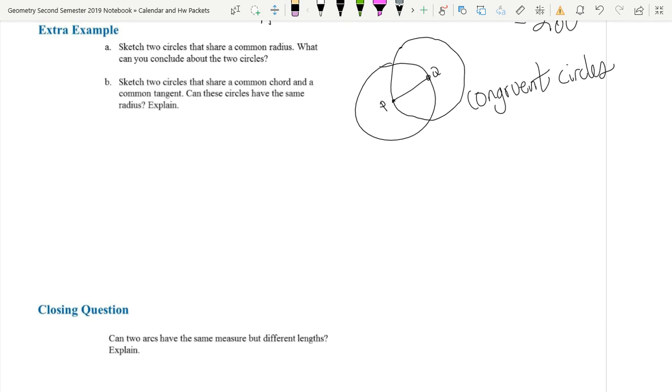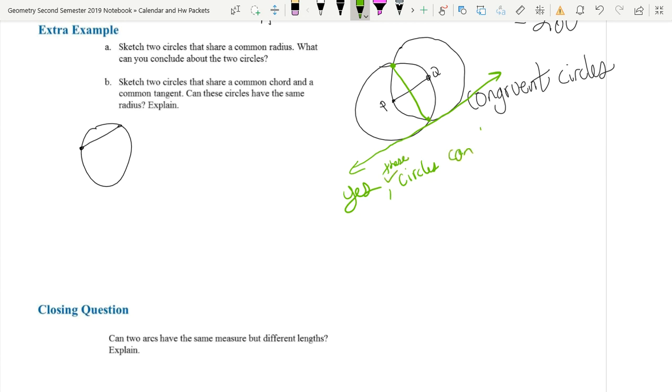It's pretty similar to what we have, but they need a common chord. Now, what's a chord again? Well, a chord is a segment that goes endpoint to endpoint, and it hits both points on that arc. So what if we were to take this picture up here and just draw a chord right here, and then add a tangent onto it? Yeah, look at that. So yes, these circles can have the same radius.